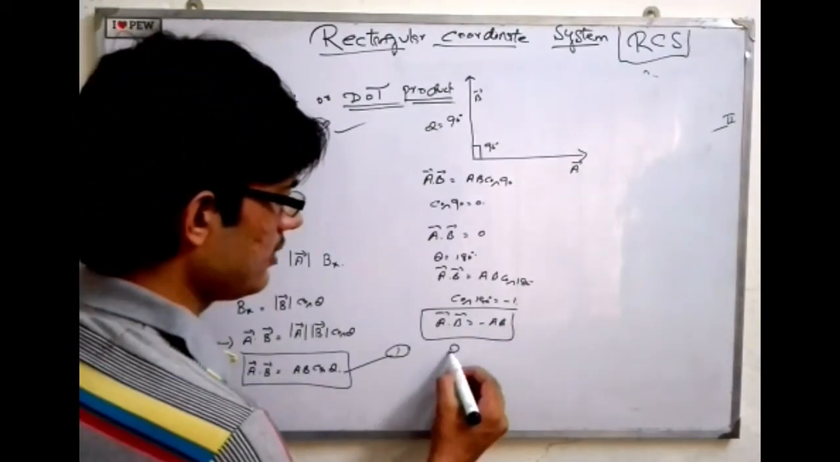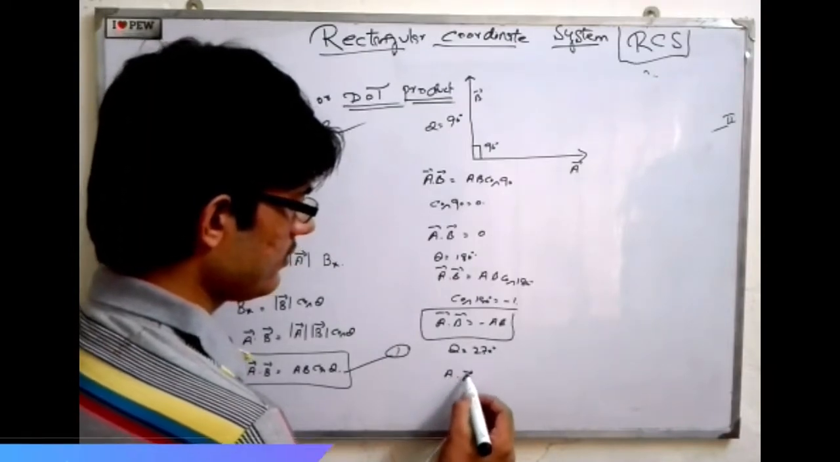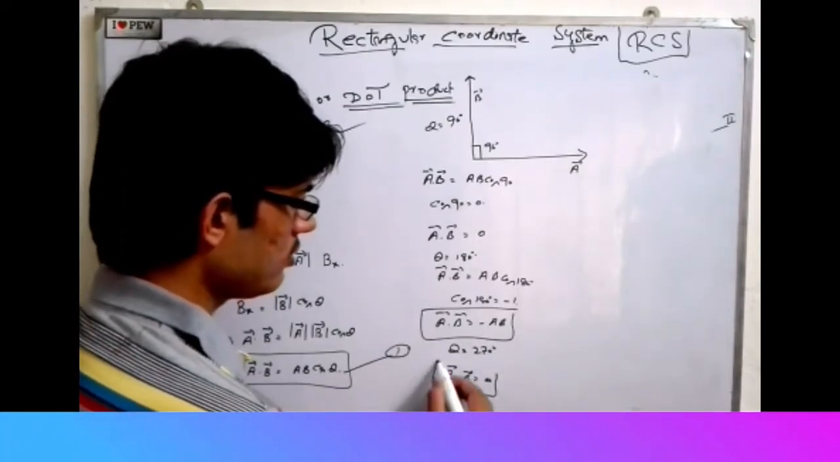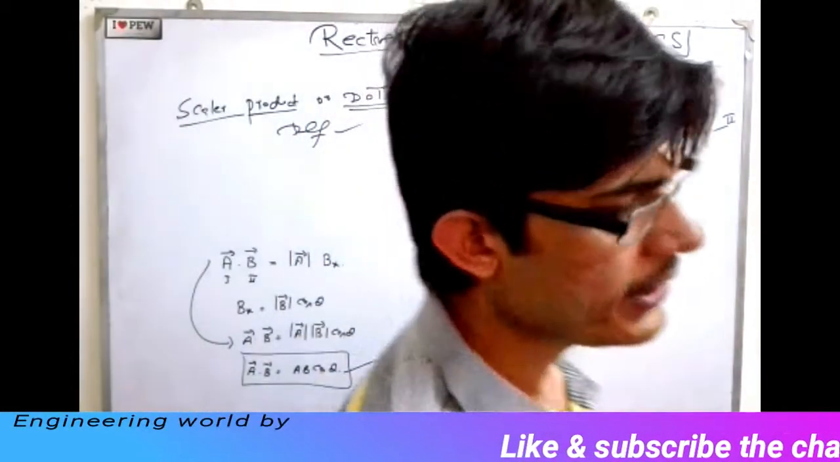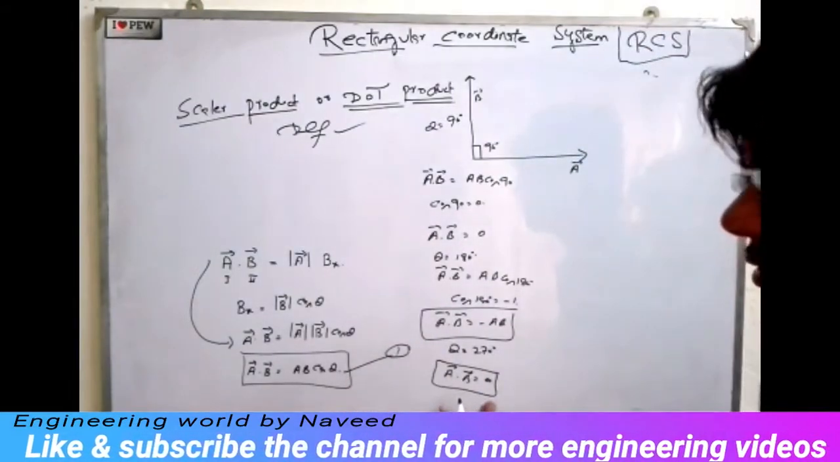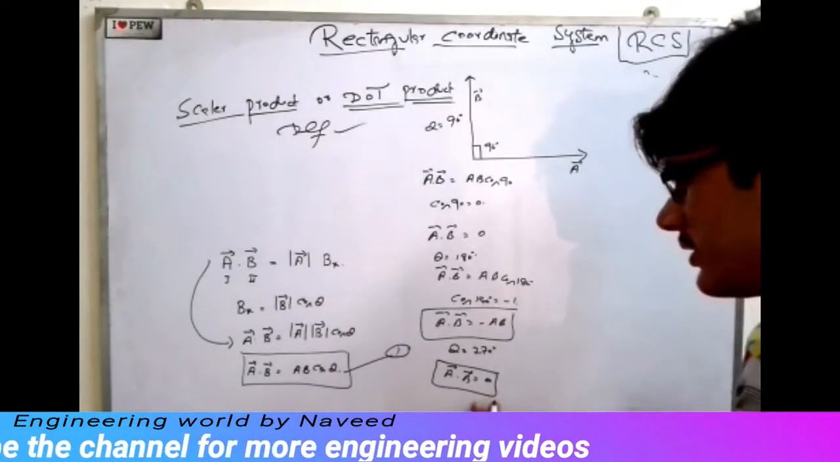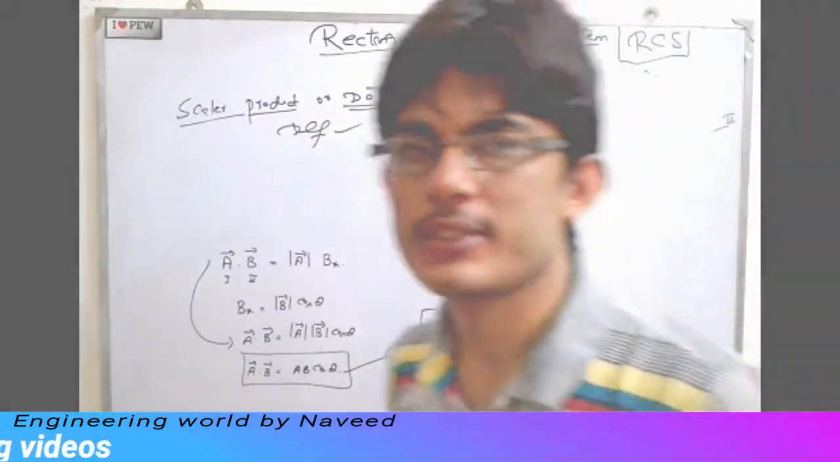Similarly, if theta is equal to 270, you will get the dot product equal to 0, because if you put the value of theta in equation 1, you will get the value 0. So this is all about the scalar product.